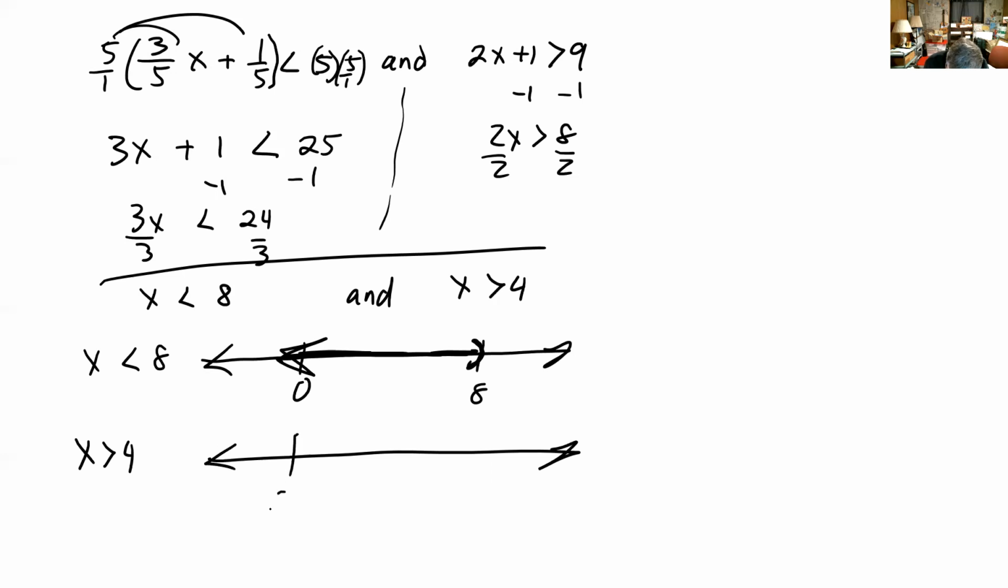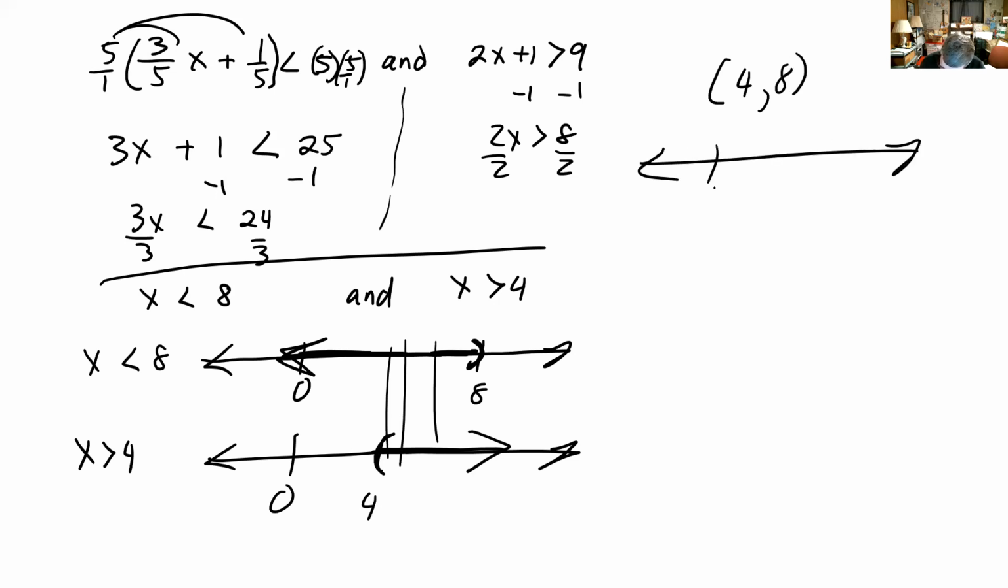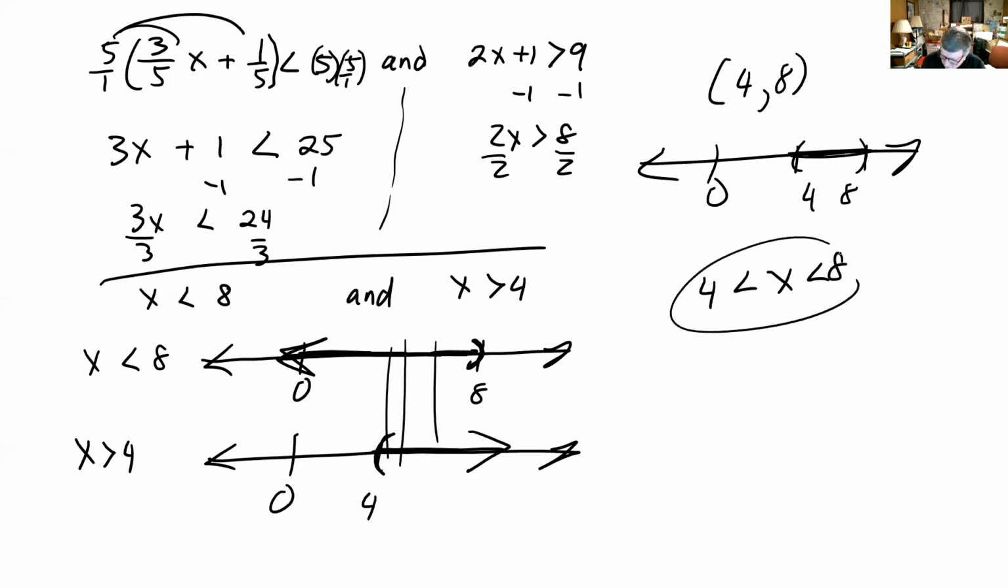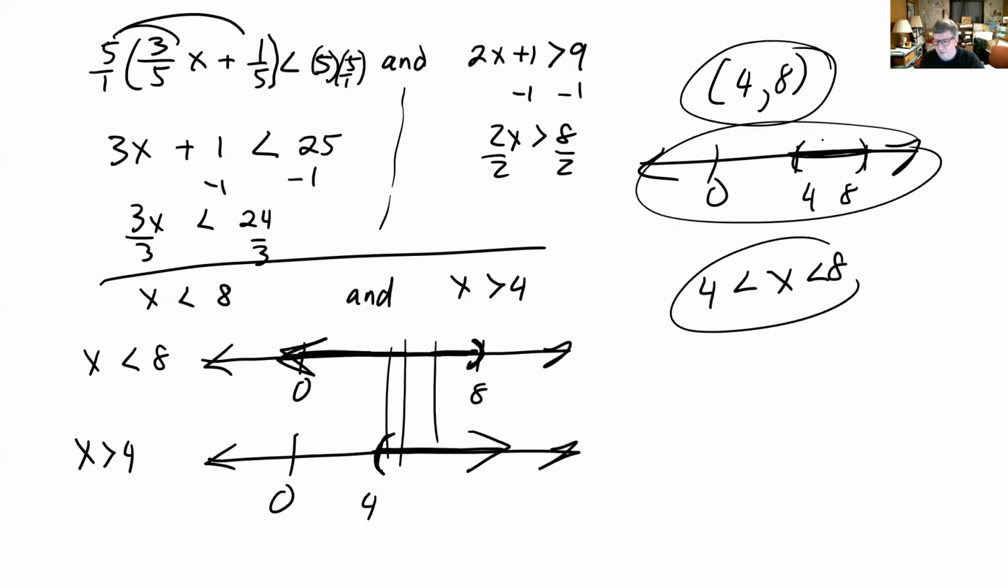x greater than 4 looks like that. So what's the intersection? What's the graph of the intersection? That. And if we just used it in terms of x, it would look like that. So there's your solution in interval notation, and there's the graph. Okay? All right, let's see if I can do what I was trying to do here.